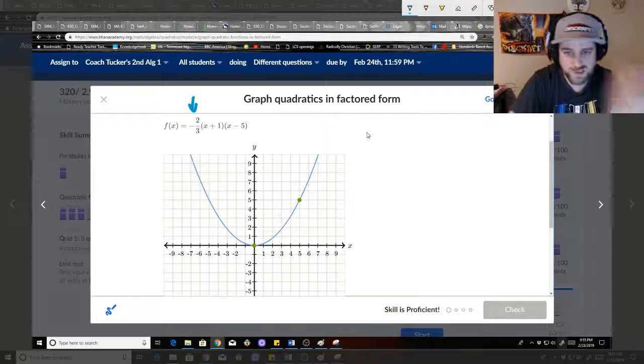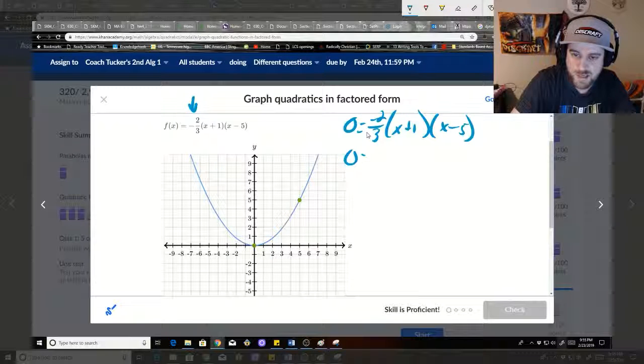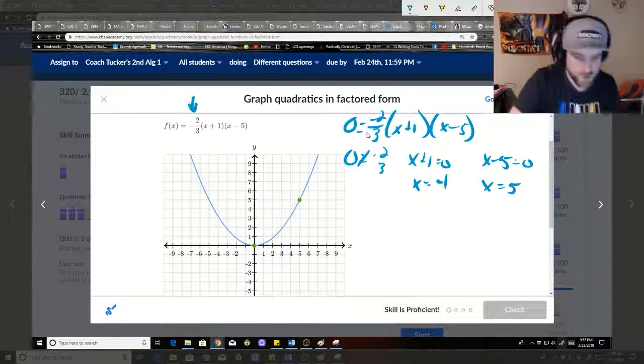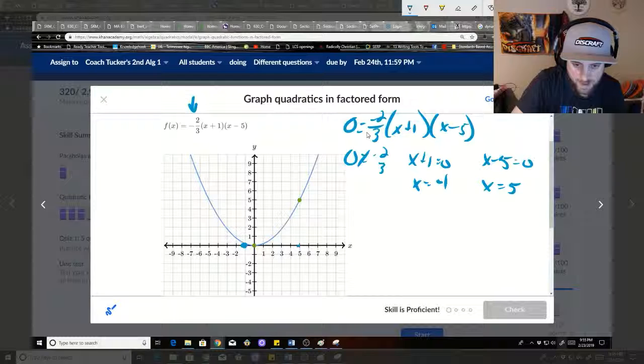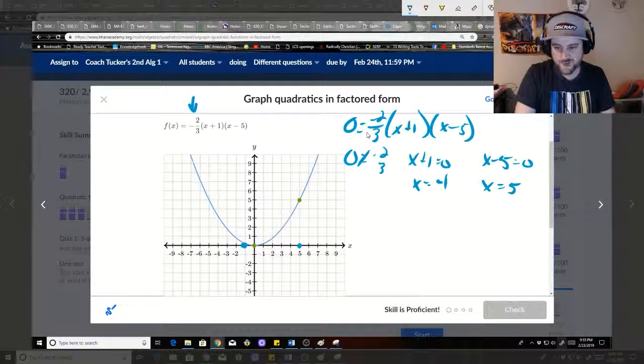So we're still going to set this equal to 0. We use our zero product property, negative 2/3 times x plus 1 times x minus 5. We set each thing equal to 0. Negative 2/3 set equal to 0 doesn't work. x plus 1 equals 0, x minus 5 equals 0. So x equals negative 1 and x equals 5. Well, what has to be in between those? If you're looking at negative 1 and 5, obviously 2 is right in the middle. We did this one earlier. So I know the x value of the vertex is 2.